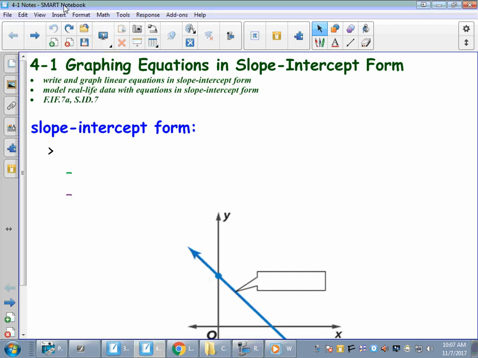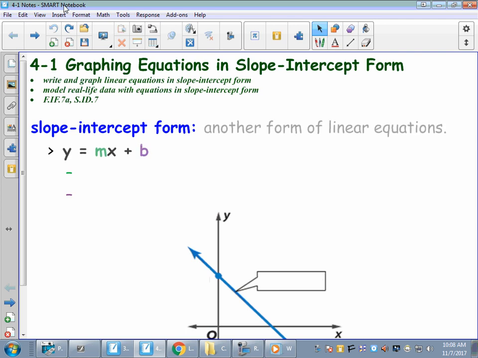These are your 4-1 notes on slope-intercept form. We're going to learn how to write equations in slope-intercept form, graph equations that are in slope-intercept form using slope and y-intercept, and then eventually model real life.